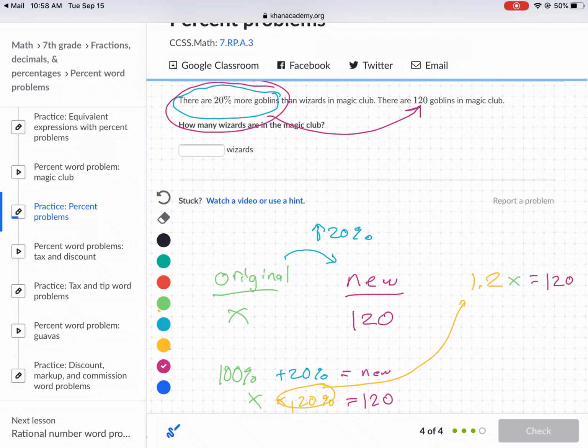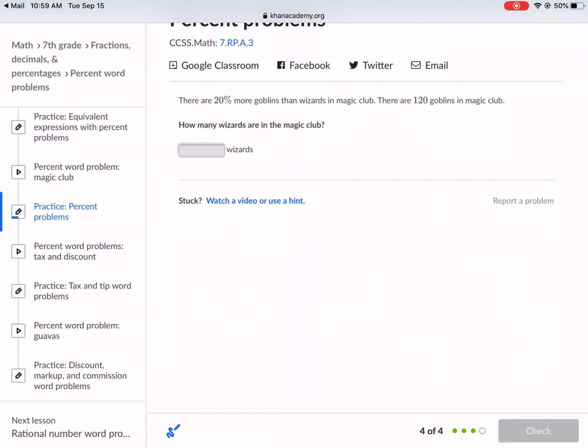The 120 is the goblins after we increase it by 20%. We're trying to find the wizards right now. We're calling the original the wizards. So we divide by 1.2. 120 divided by 1.2, and we get 100. So x equals 100 wizards. If we apply that 20%, we get 120 goblins.